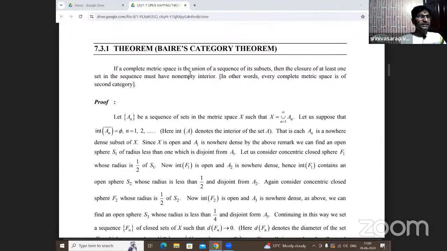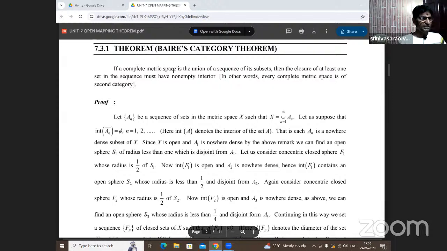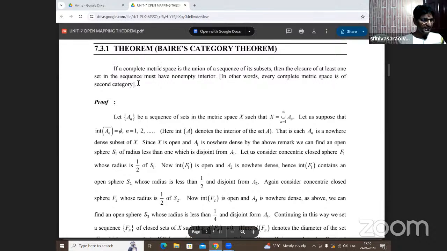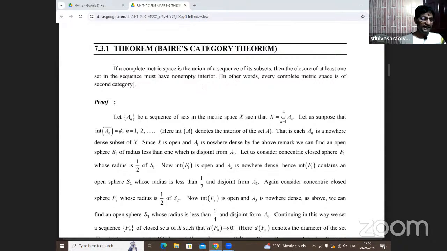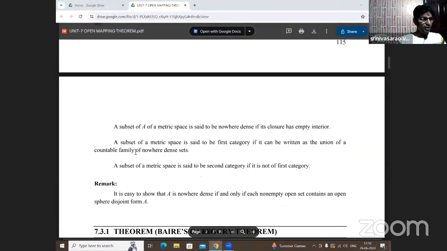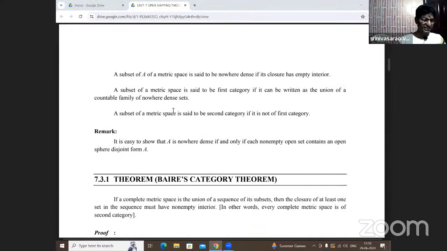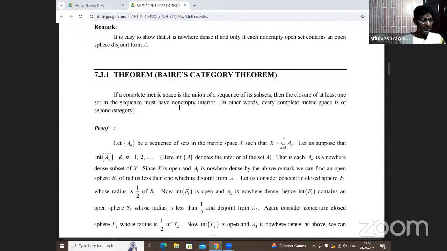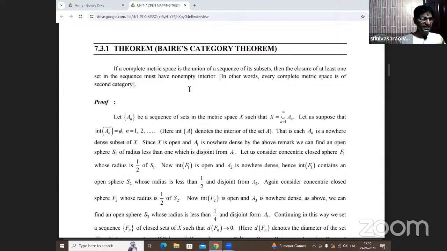Now, according to that, first of all take any complete metric space. What is first category? If it is a union of a sequence of its subsets, then the closure of at least one set in the sequence must have non-empty interior. The union of a countable family of nowhere dense sets is first category. If it is not, that is the second category. We must prove that it has non-empty interior. So that is the second category definition.